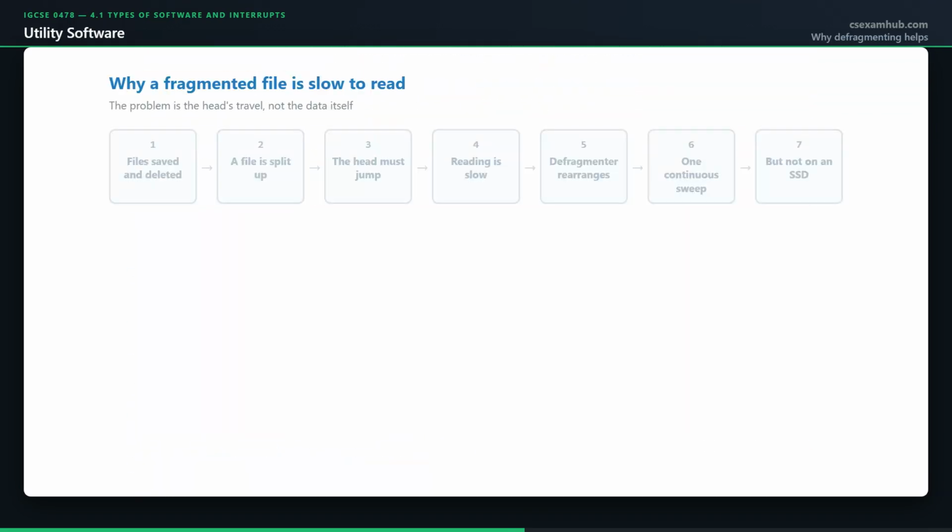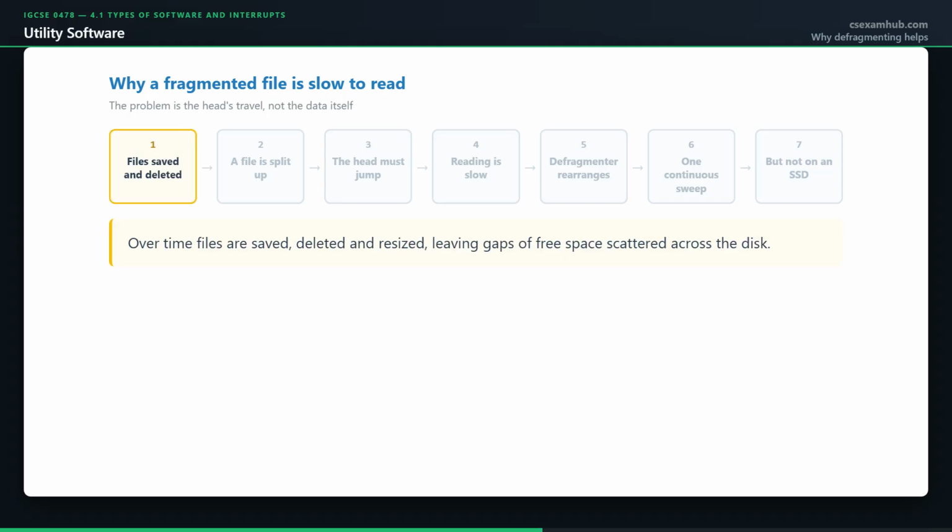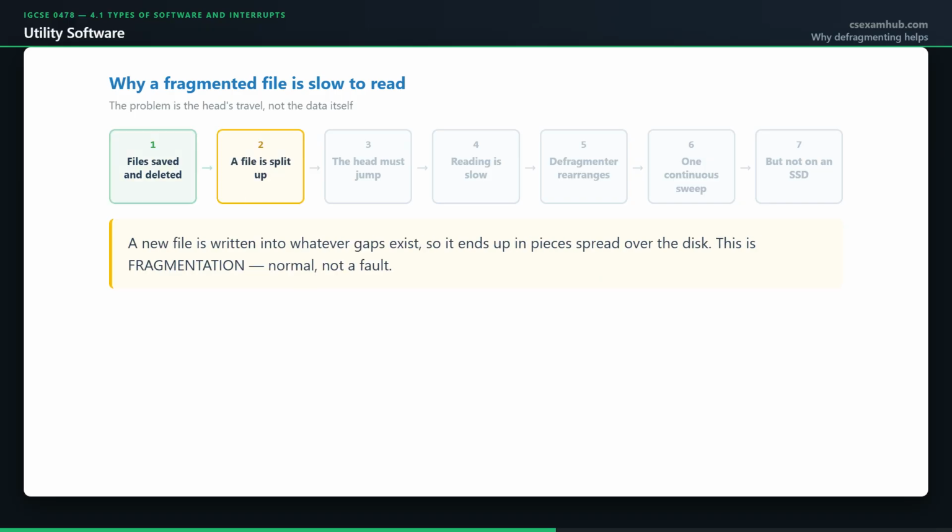Defragmentation is the utility most worth seeing rather than reading about. Here is how the problem arises. When files are saved, deleted, and resized over time, the operating system fills whatever free space it can find, so a single file ends up split into pieces scattered across the disk. That is fragmentation, and it is not a fault, it is the natural result of using a disk normally.